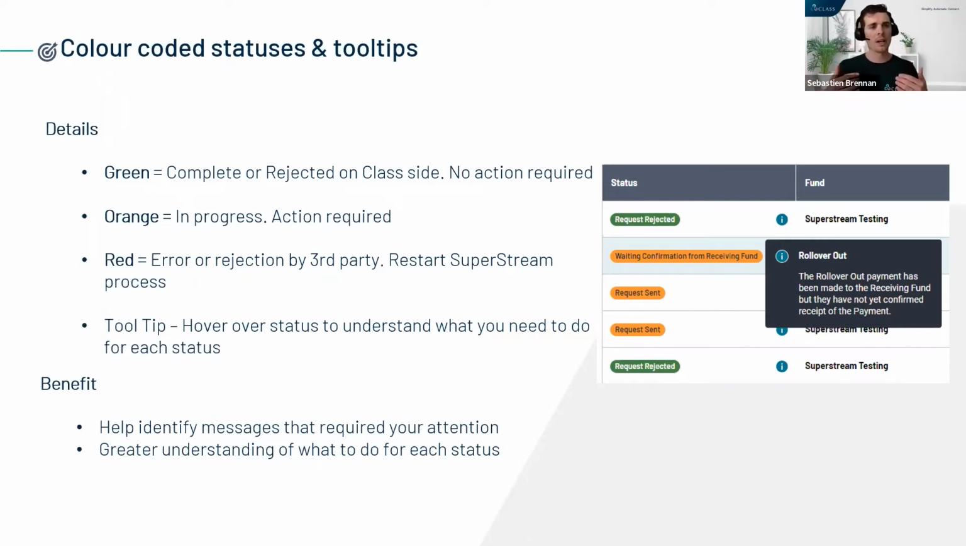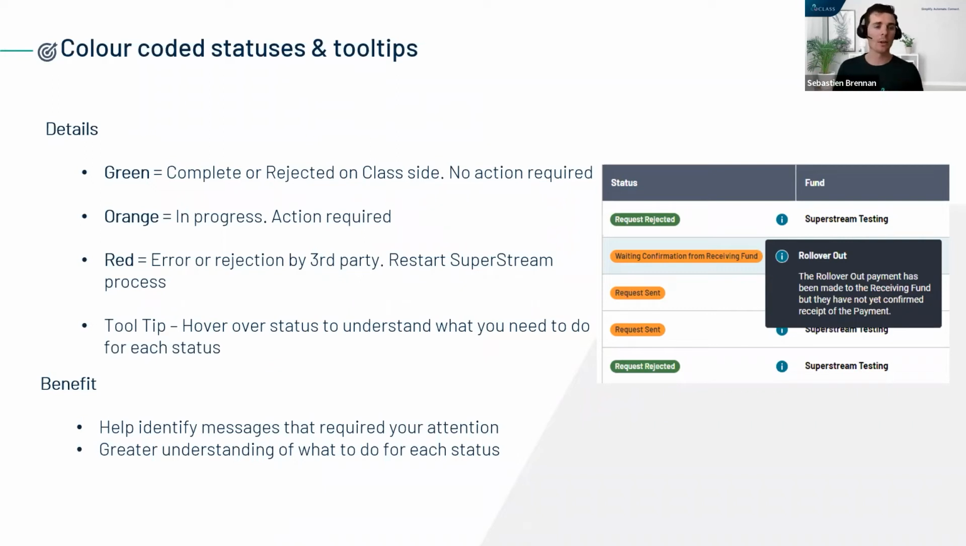So basically you're saying there's an issue, but it's for the other party to fix, potentially with a new message later on. So you don't need to do any action. Orange is the one we really want you to be focusing on. Orange means that there is an action required, that the message is still in progress.